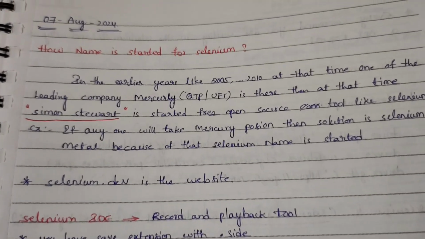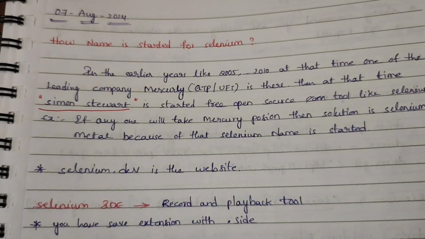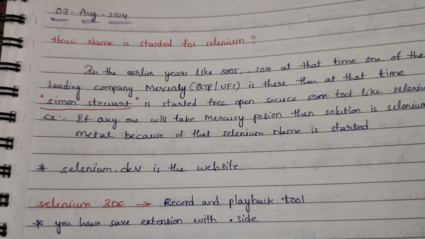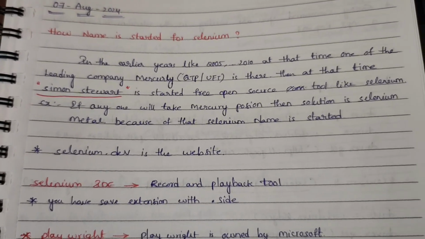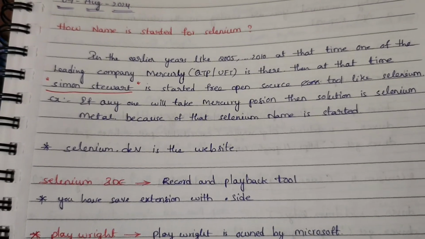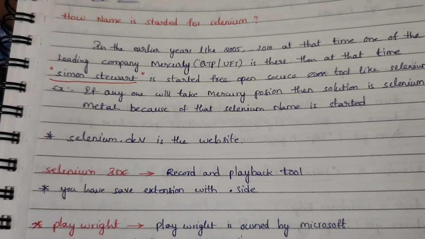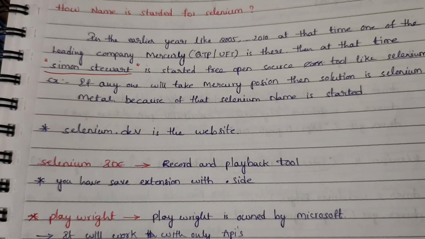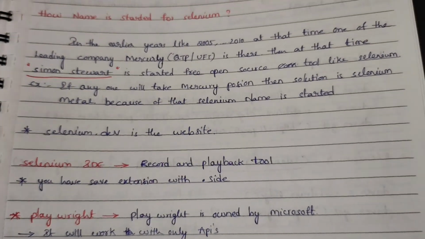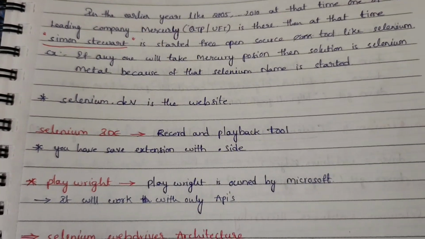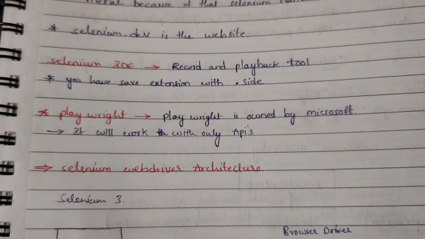Selenium.dev is a website. In the earlier versions, like 2005, 2006, 2007, 2010, one of the leading companies was Mercury. At the time Simon Stewart started a free open source tool like Selenium. For example, if anyone takes mercury poison, then the solution is selenium metal. Because of that, the Selenium name started. Selenium.dev is a website.